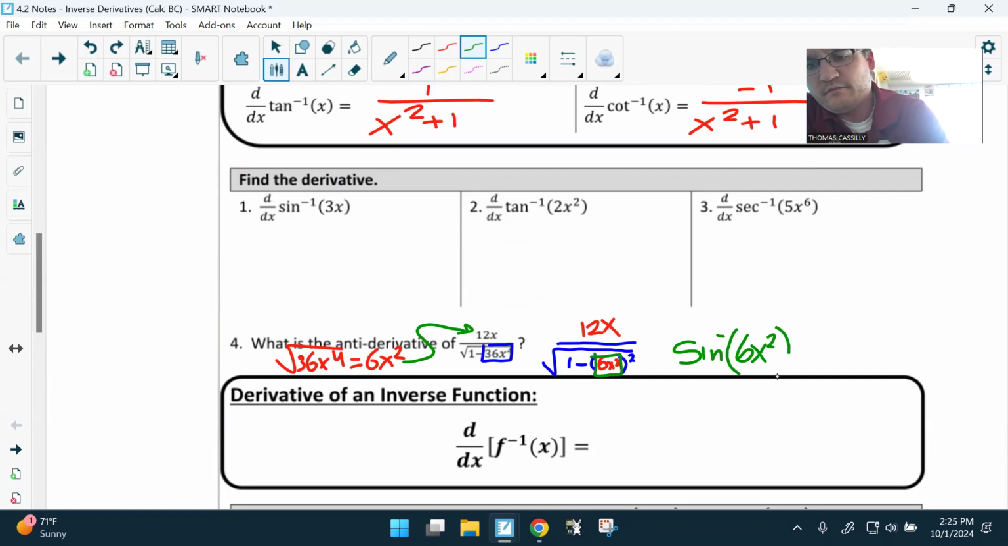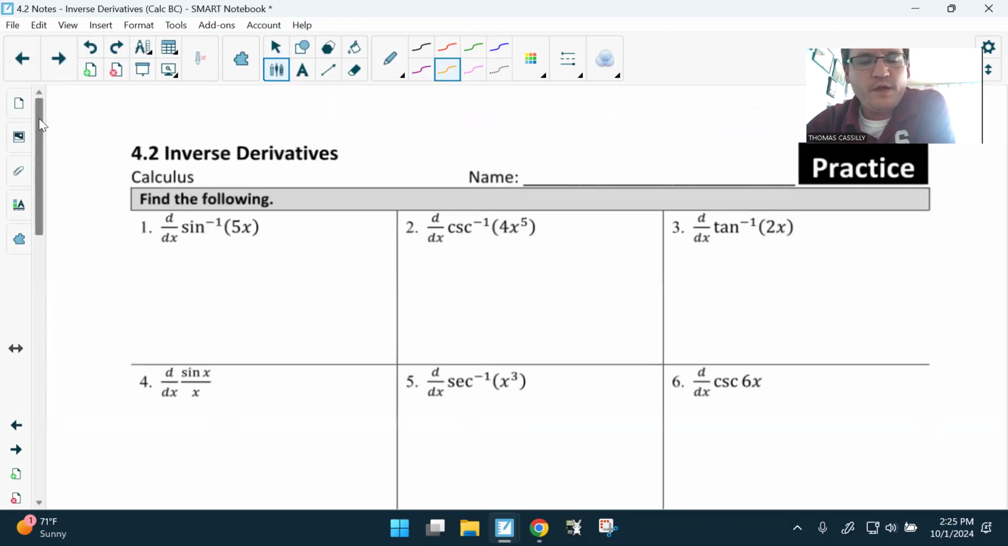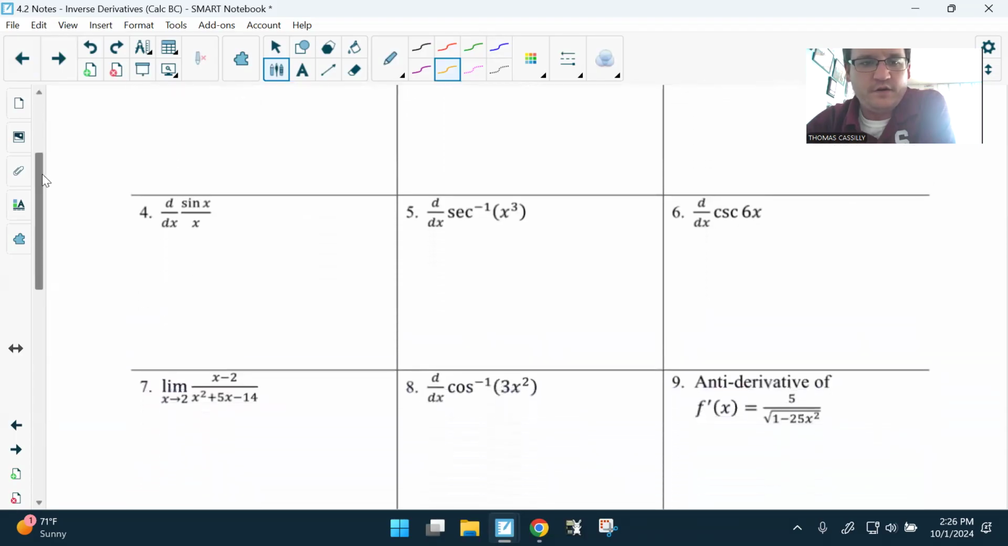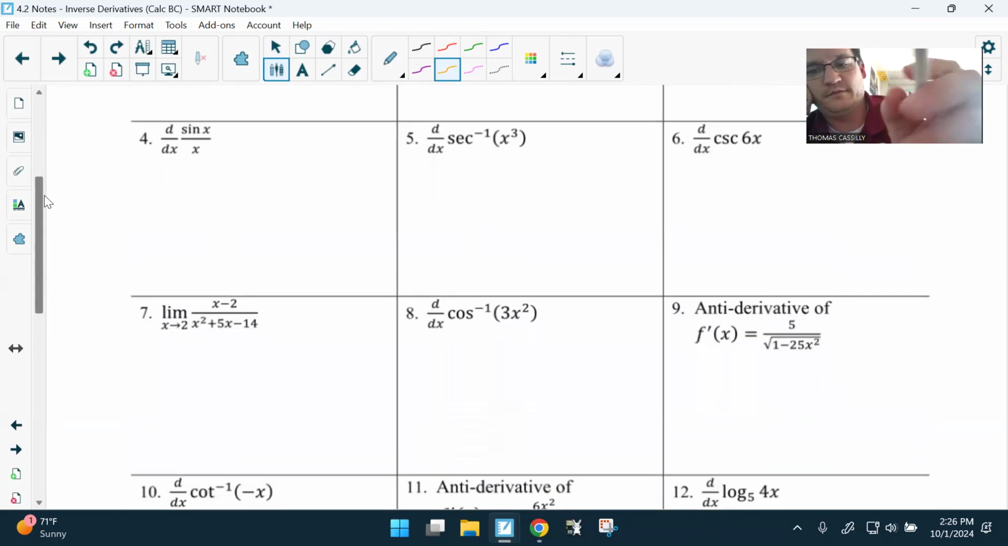Now, if you wanted to confirm that, just go ahead and take the derivative of this. The derivative of the inverse sine of 6x squared does, in fact, give you 12x over the square root of 1 minus 36x to the fourth. So we're really thinking backwards on these things. So let's go to the homework. All right, number 9. Find the antiderivative of this.